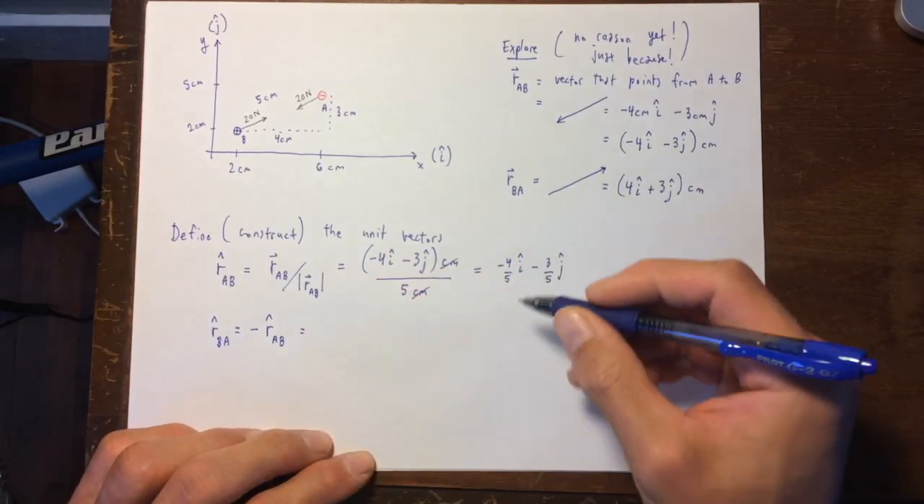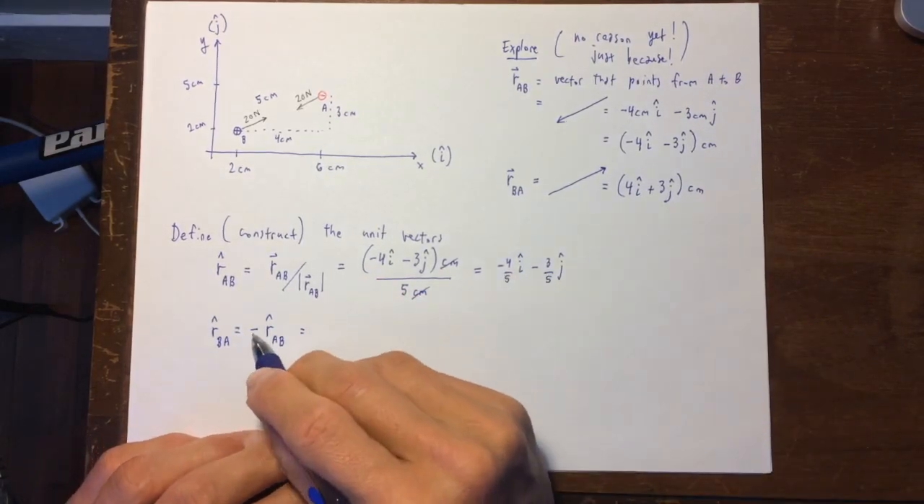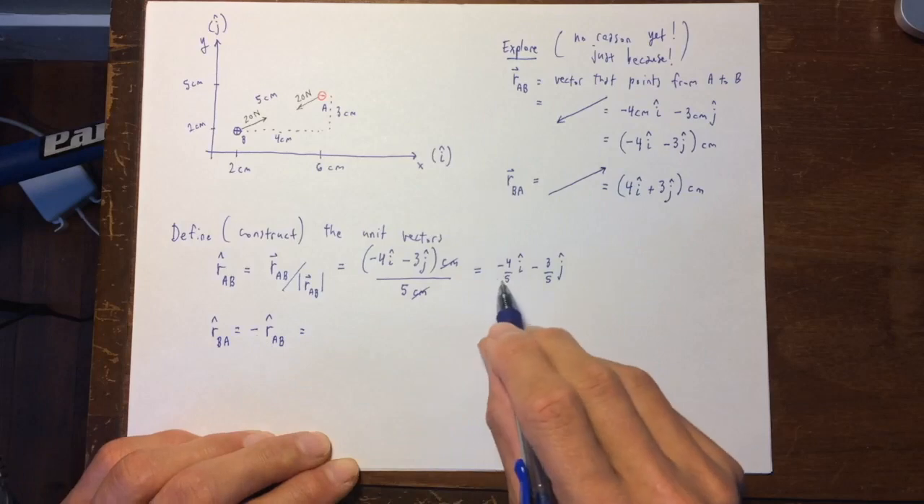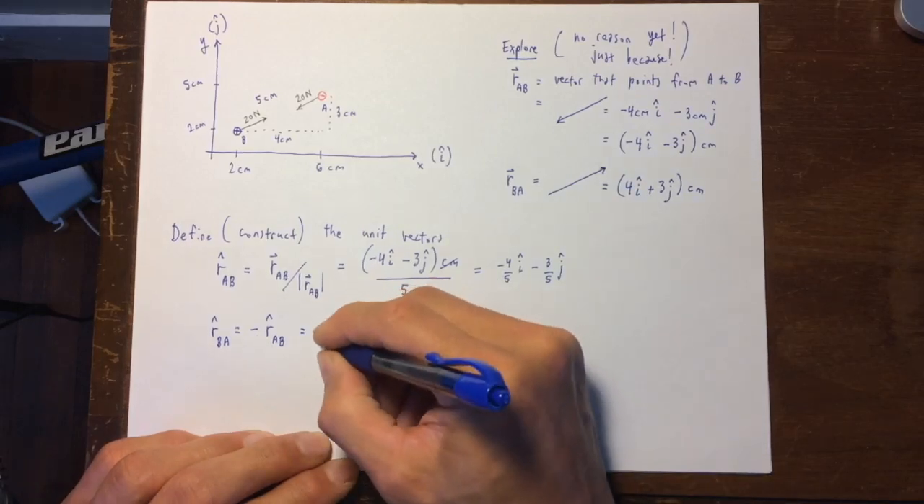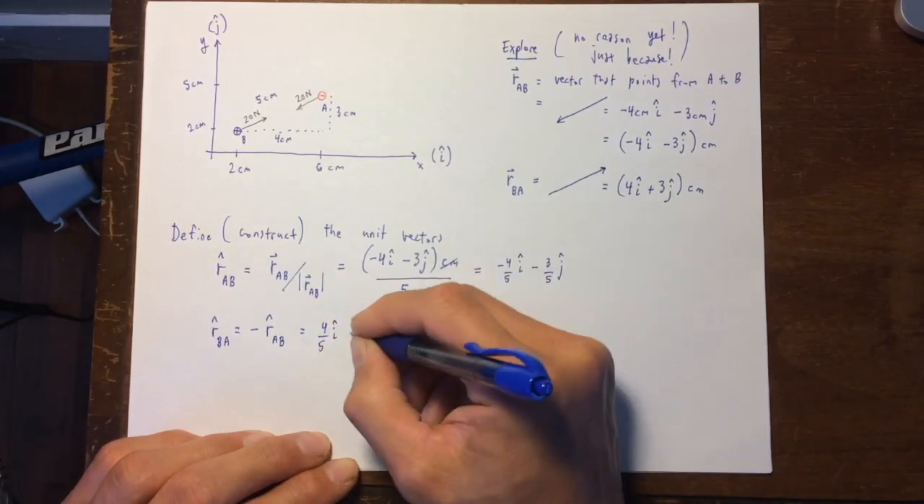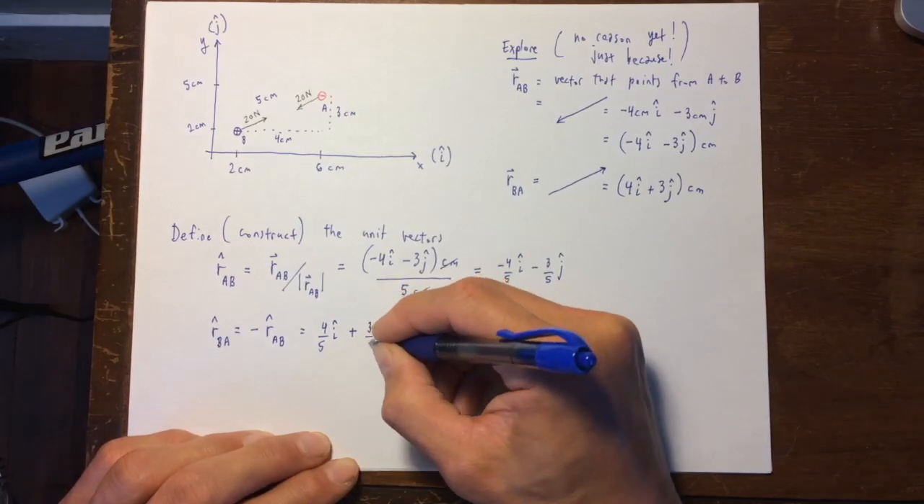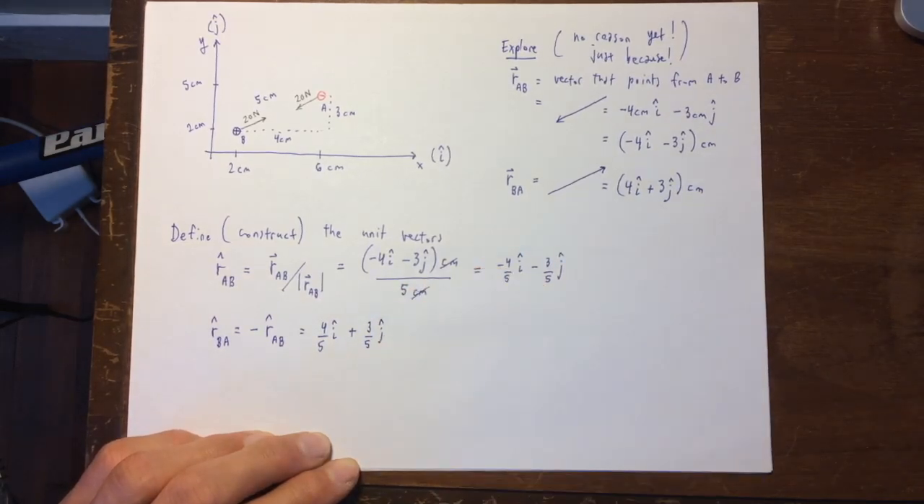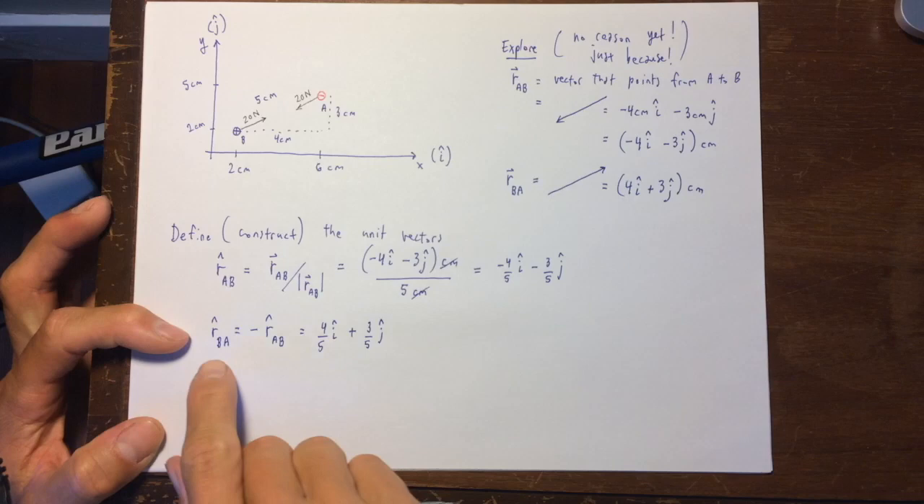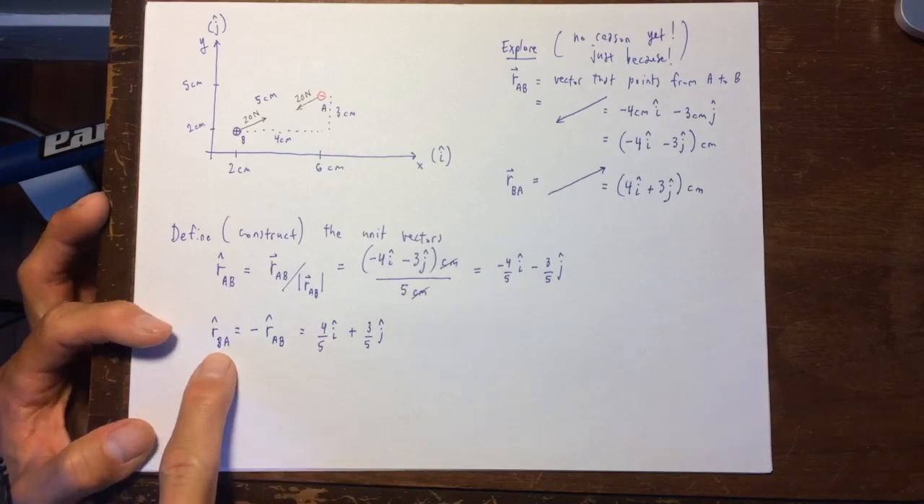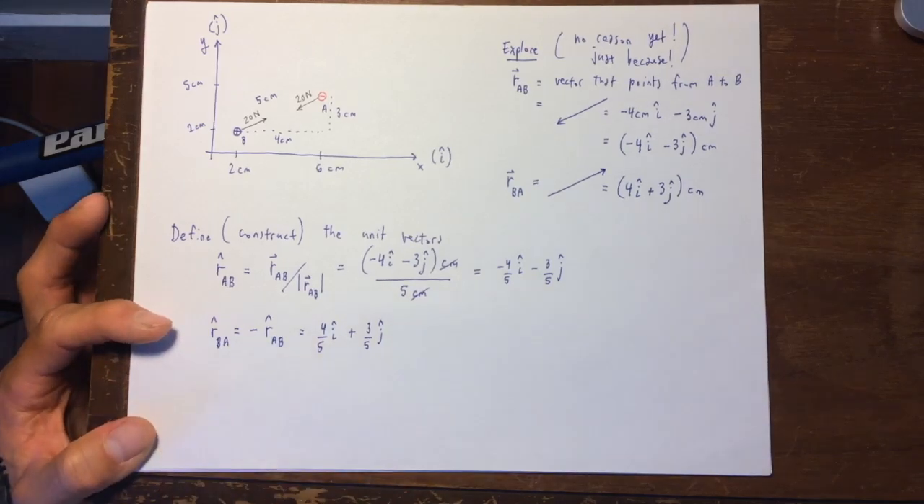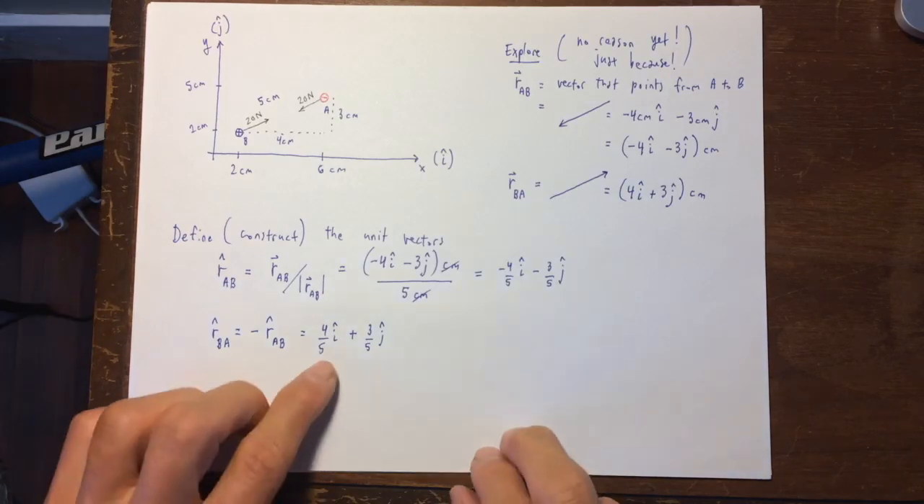So it's equal to, I'll just switch the sign of everything, right? That's what multiplying by minus 1 on everything means. So it's positive 4/5 i hat plus positive 3/5 j hat. So this is what the unit vector from B to A looks like.